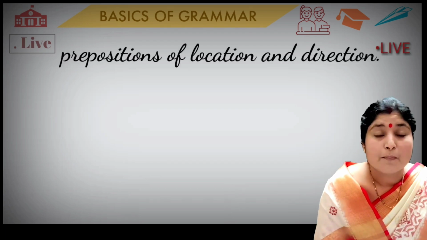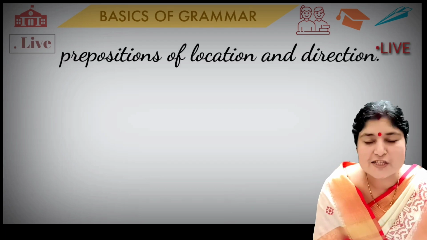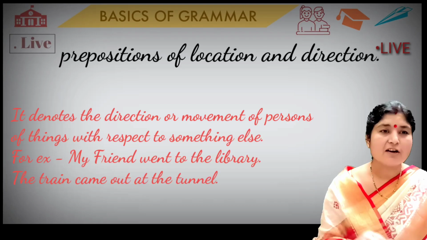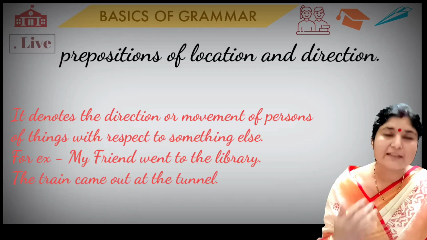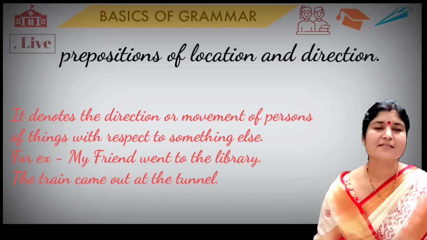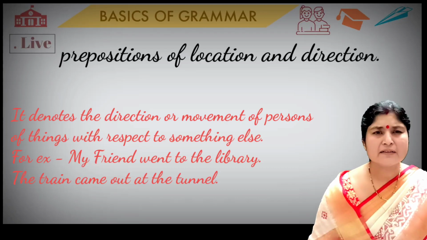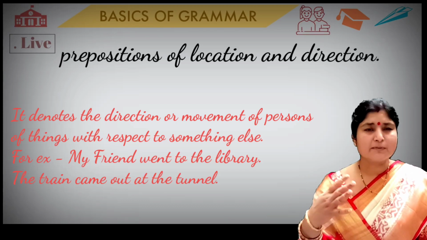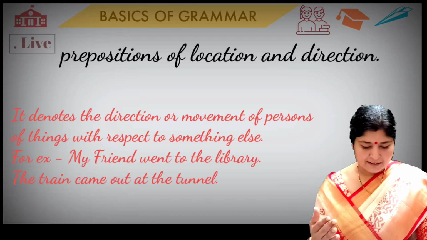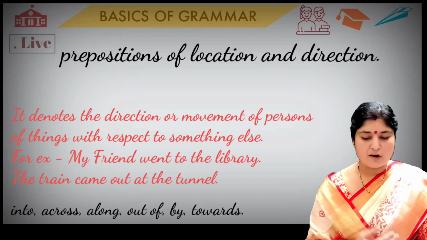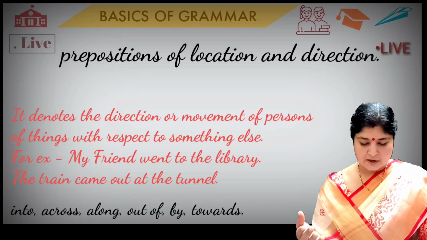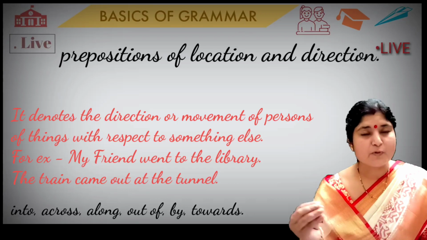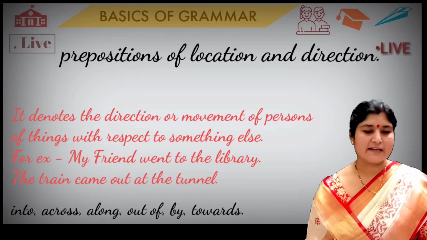Next, prepositions of location, direction, or we can call it also motion. It denotes the direction or movement of persons or things with respect to something else. For example, my friend went to the library. For example, the train came out of the tunnel. So we can see into, out of, along, across, towards, with, by. These are the examples of prepositions of location or direction.